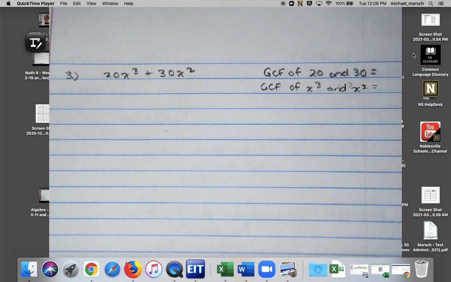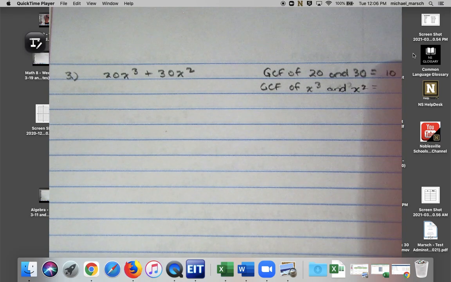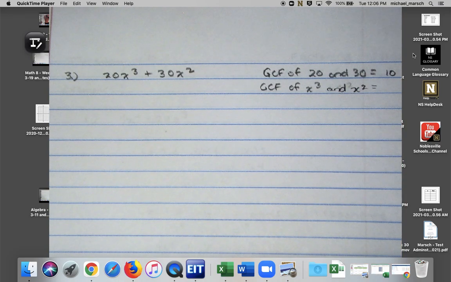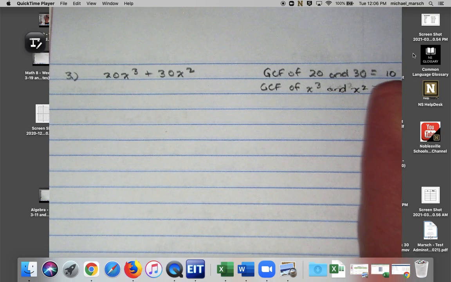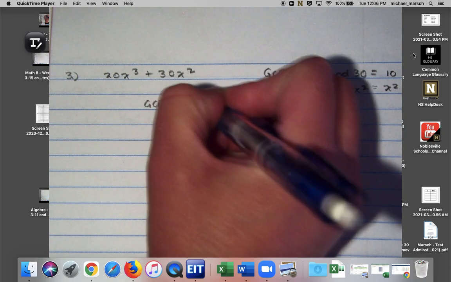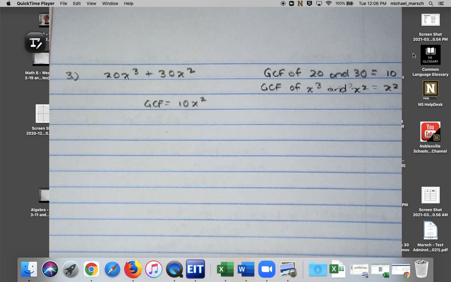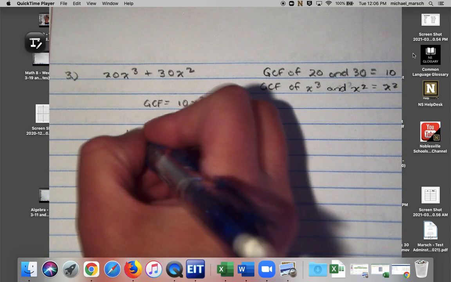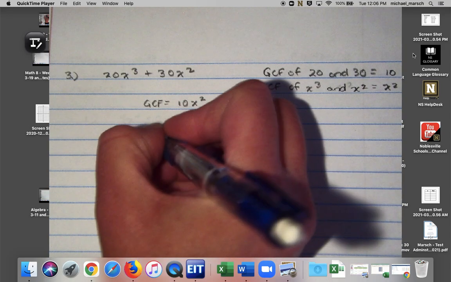Okay, so what's my greatest common factor of 20 and 30? Everybody? 10. What's my greatest common factor of x to the third and x squared? X squared. So my overall greatest common factor is going to be 10x squared. So then I'm going to have 10x squared on the outside.